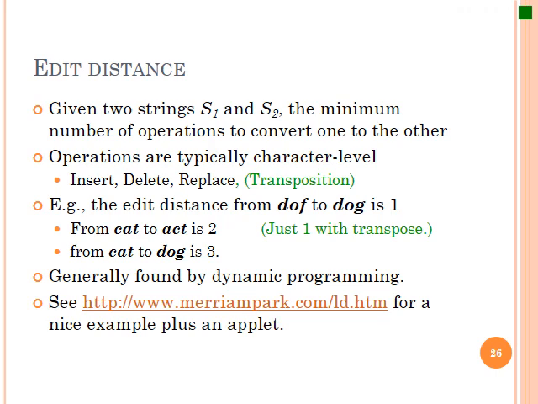Because you just need to change F into G, right? And you get the word. All right, and another example is from cat to act. That's going to be 2. So why is it 2? Because you have to delete the C first, and then you insert the C in between A and T, right?